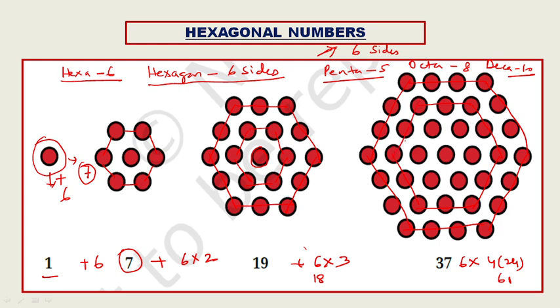Like this, by taking 2. So it is getting inserted. We take 4 outside, 4 we have taken, then 4, 3, 2. So these are called hexagonal numbers.